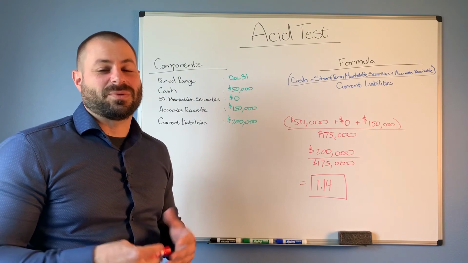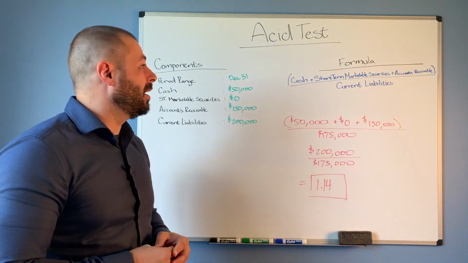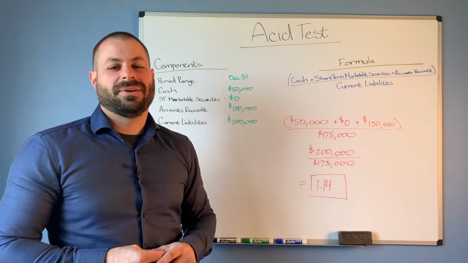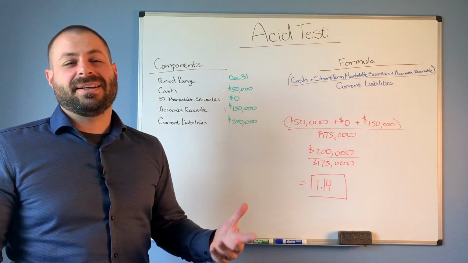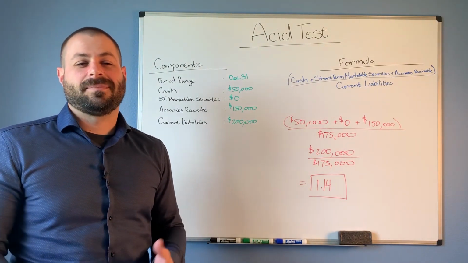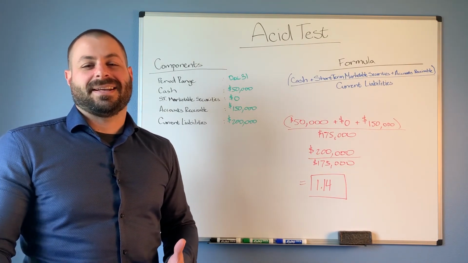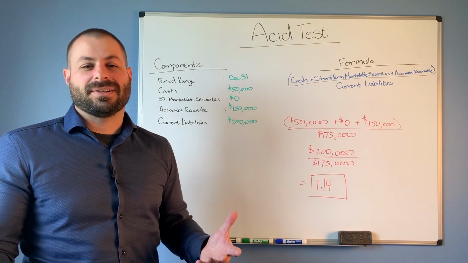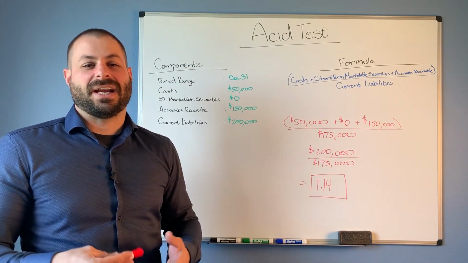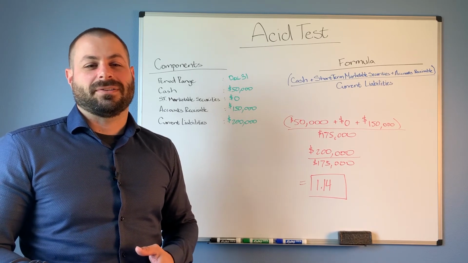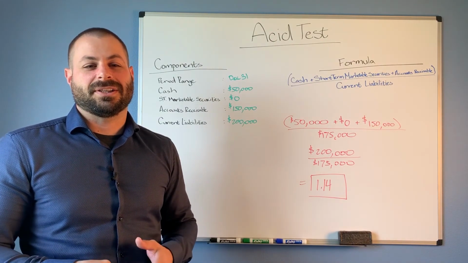Okay, so as we found out on our whiteboard, the acid test for this case was 1.14. Is that good? Well, it depends on the industry and the business itself. But what does the acid test tell us? As you probably noticed, the acid test removes assets such as inventory that are more difficult to convert to cash quickly from the liquidity calculation.